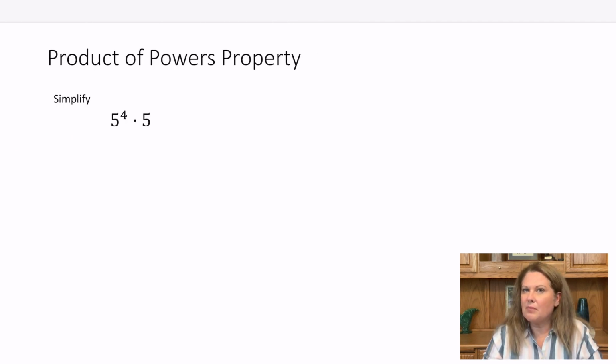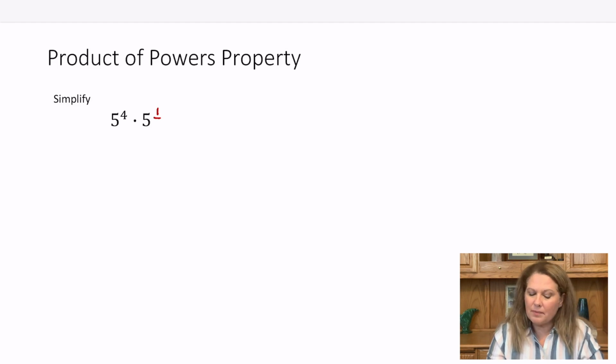This time I'm going to give you a couple seconds head start. So we're going to continue to use product of powers property, and I want you to simplify 5 to the 4th times 5. Do you see an issue? You might be saying, well, there's no power or exponent on the second 5. Well, there is one. It's implied, and it's an implied 1. So you can still use our shortcut or our powers property by recognizing that that invisible 1 is there.